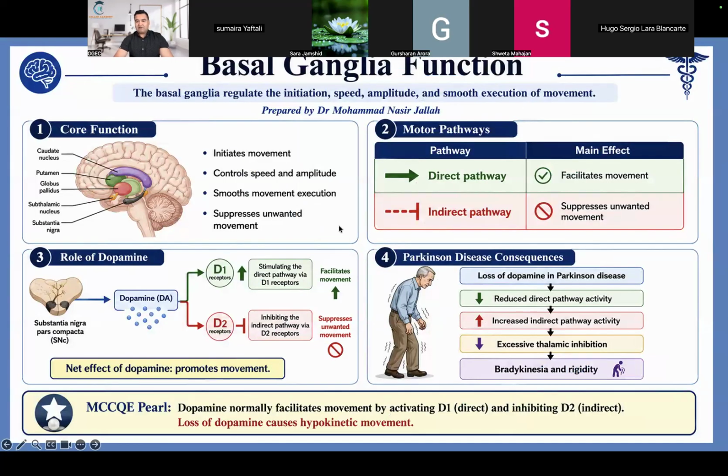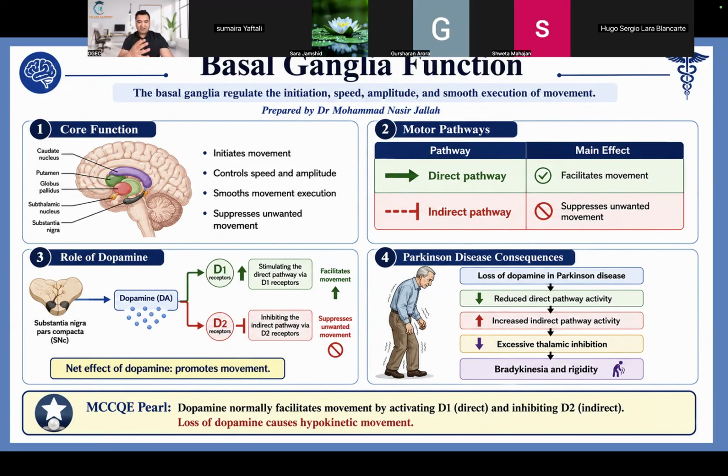So basal ganglia function, this is the main place for controlling the movement. So whatever happens here will affect the movement. So basically, let's start from here. The core function is this area, and the motor pathway is the direct pathway and the indirect pathway. The direct pathway's main effect is to facilitate the movement, and the indirect is suppressing the unwanted movement.